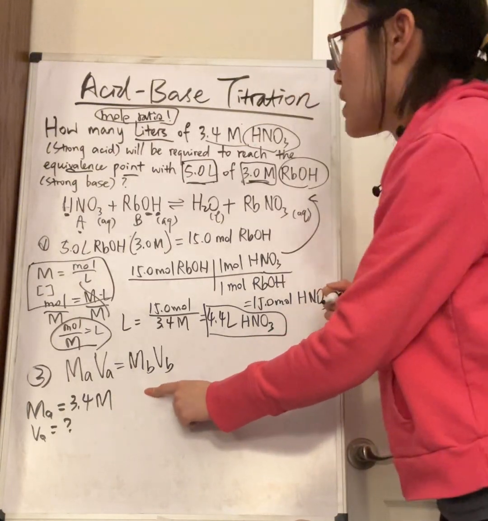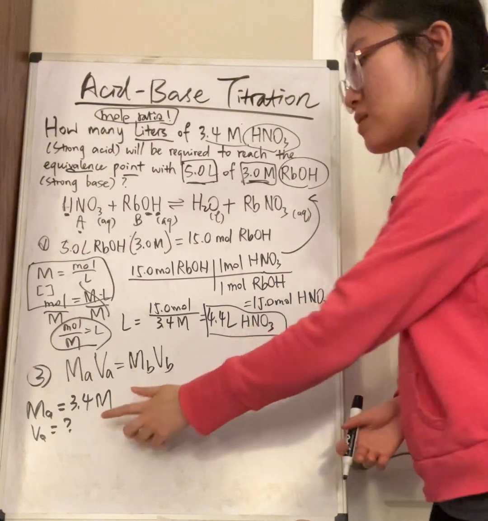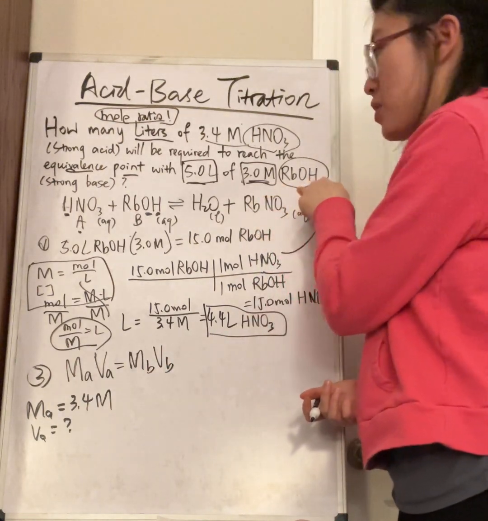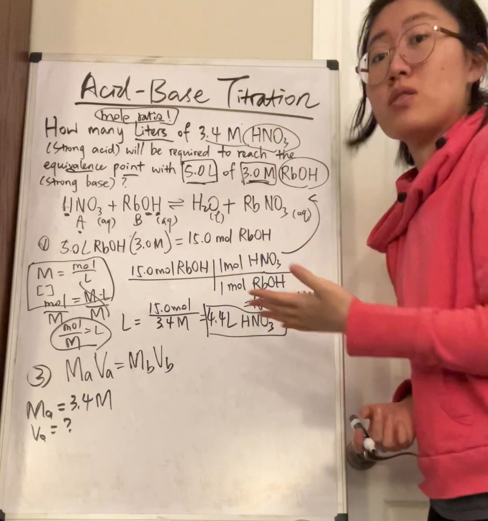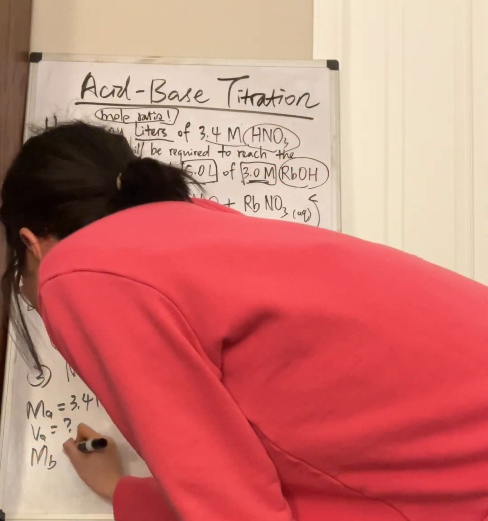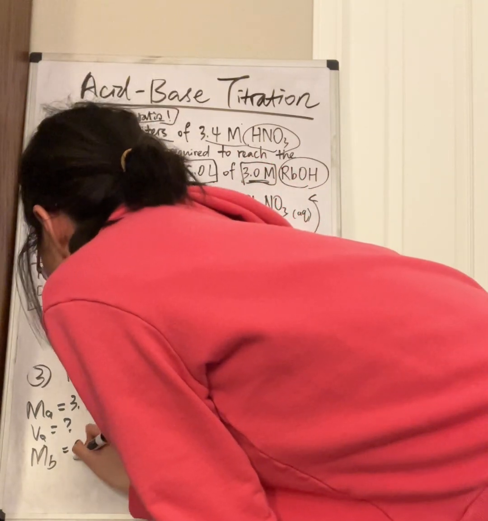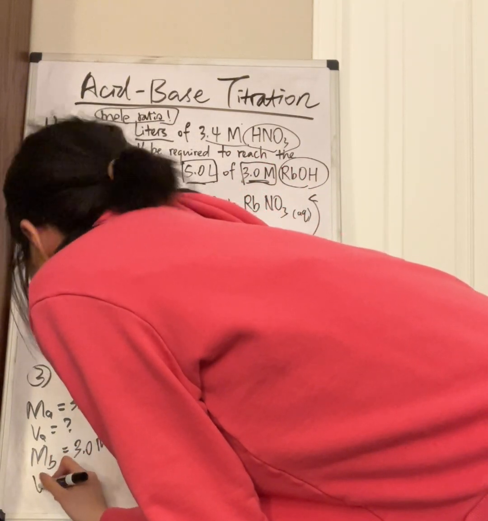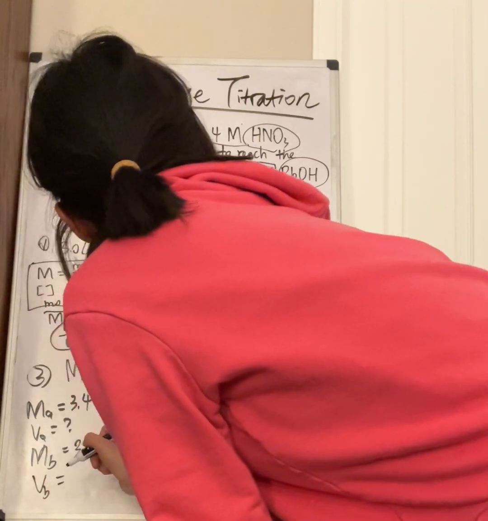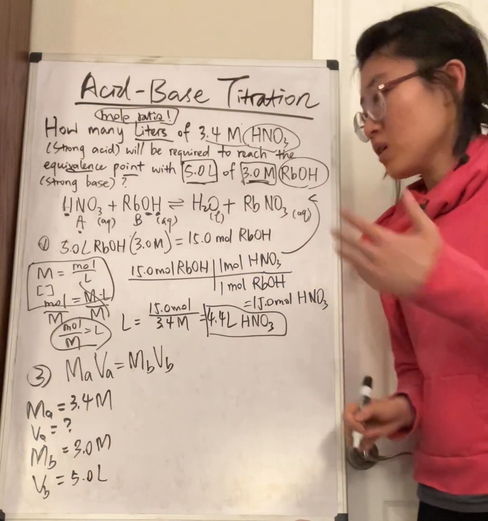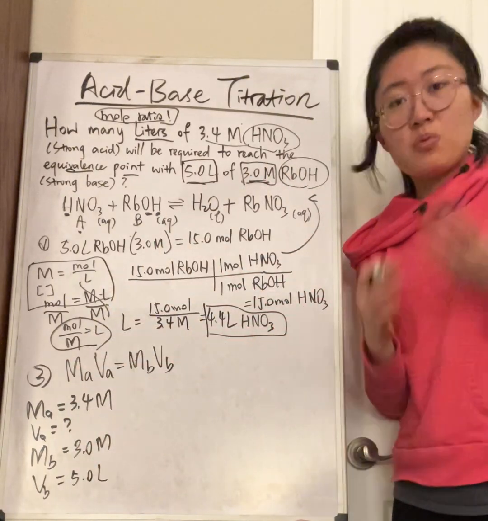And then what is MB? Well, this stands for the molarity of the base. So the base in here is RbOH, and the molarity given to us is 3.0. So MB is going to equal 3.0 molar. And last but not least is the volume of the base. So it will be 5.0 liters. Okay, so we have all of the information right now. So what's the next step?